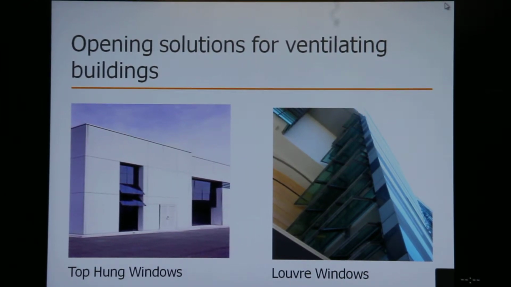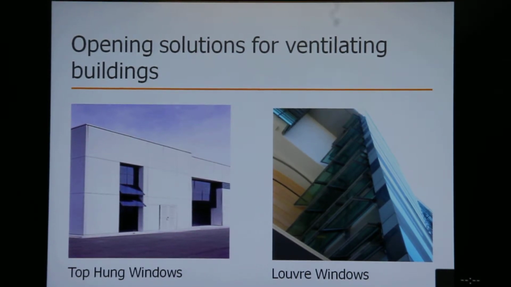Now we can see here the ventilation options for the buildings. These are the top hung windows. You can see here how they give ventilation in the building, and these are the lowest windows. It's generally used for the washroom and bathroom areas.